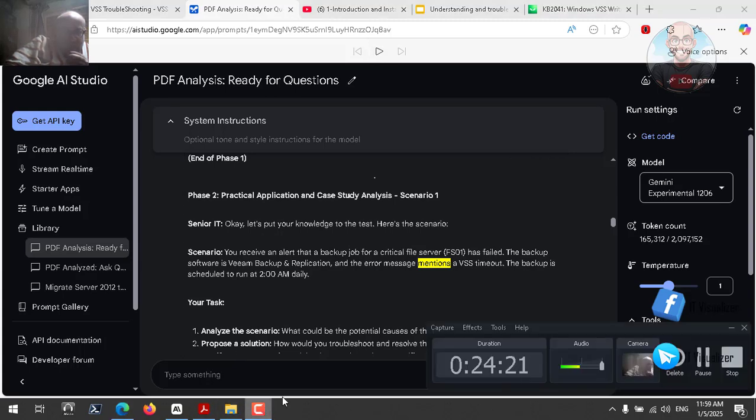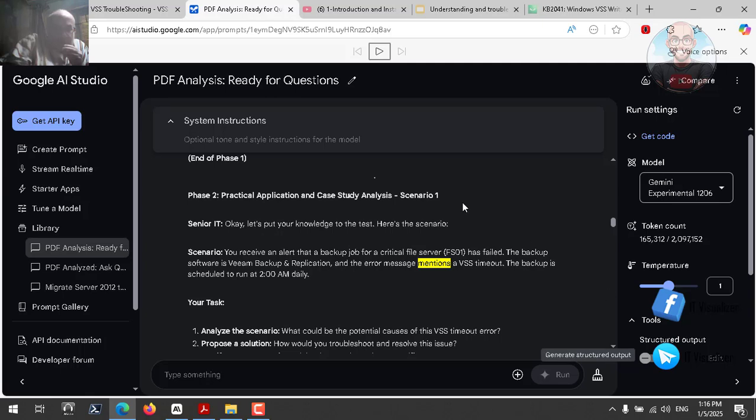So let's wait, guys, for a minute. Let's continue, guys. Here is the explanation of Gemini experimental 1206.